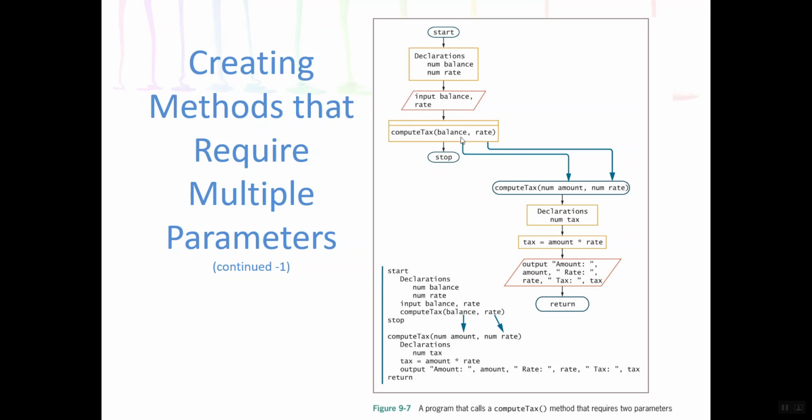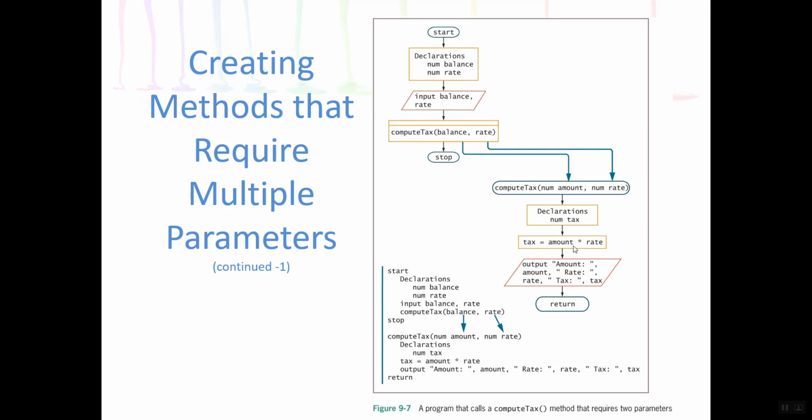Whatever is in the first position of the argument list will be passed into the first parameter value. So if the balance is $100, then $100 is what's passed in for the amount, and compute tax will now have a value for amount that it uses throughout the method. And the same would apply for rate. So you can see positionally these values are passed. Compute tax then is able to compute the tax based on amount and rate.